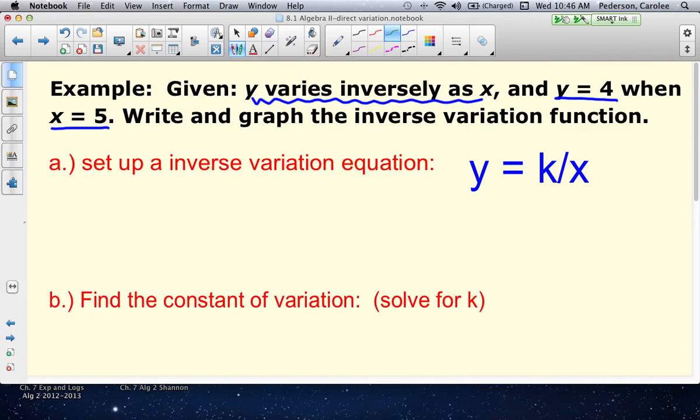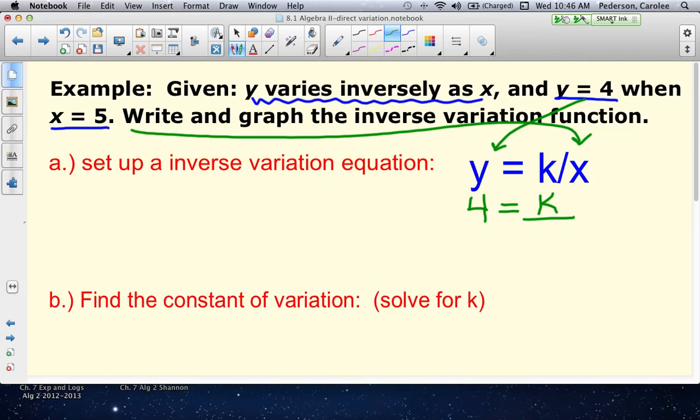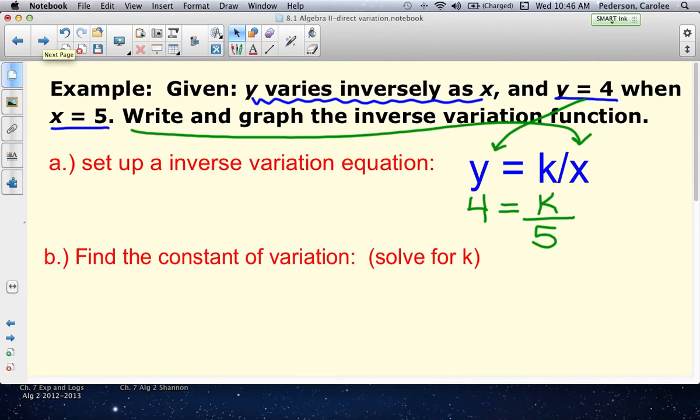So we're going to substitute 4 in for y and 5 in for x. So 4 equals k divided by 5. Part B, we're going to solve it.